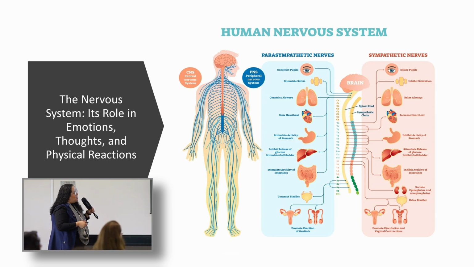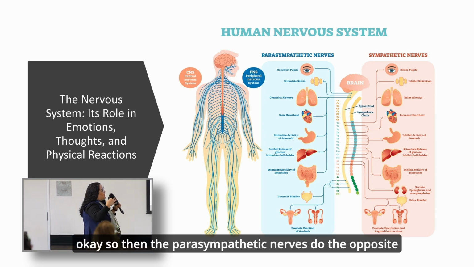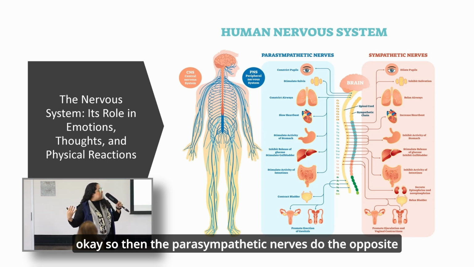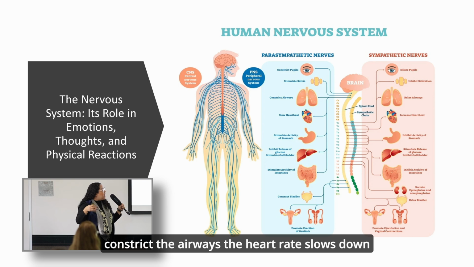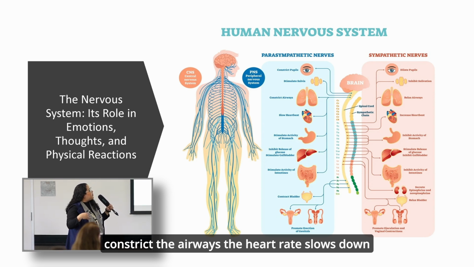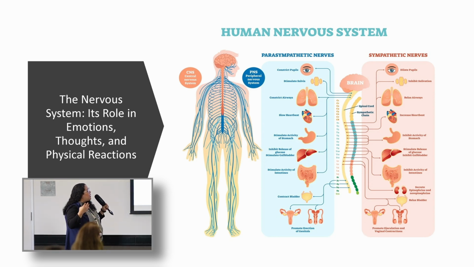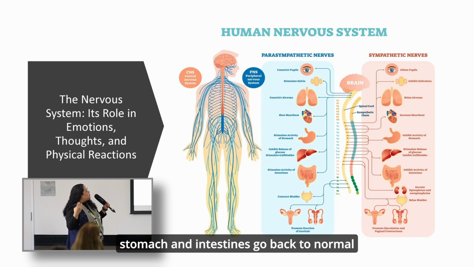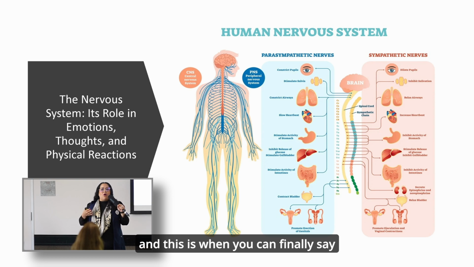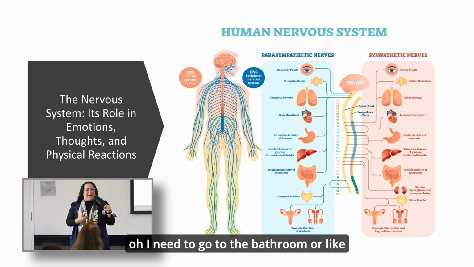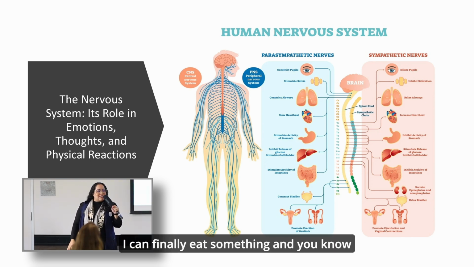Okay, so then the parasympathetic nerves do the opposite, right? It helps you constrict the pupils, constricts the airways, the heart rate slows down, stomach and intestines go back to normal, same thing with the liver. And this is when you can finally say, oh, I need to go to the bathroom. Or like, oh, I can finally eat something.